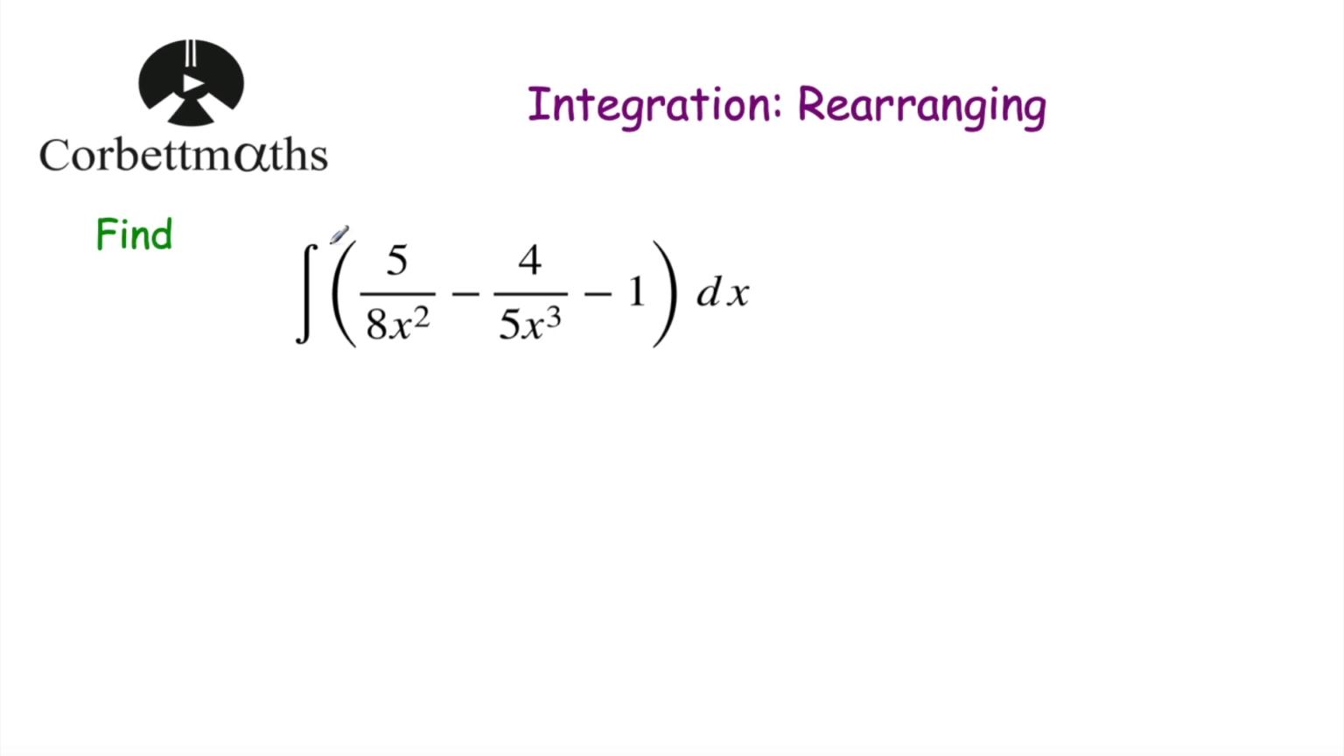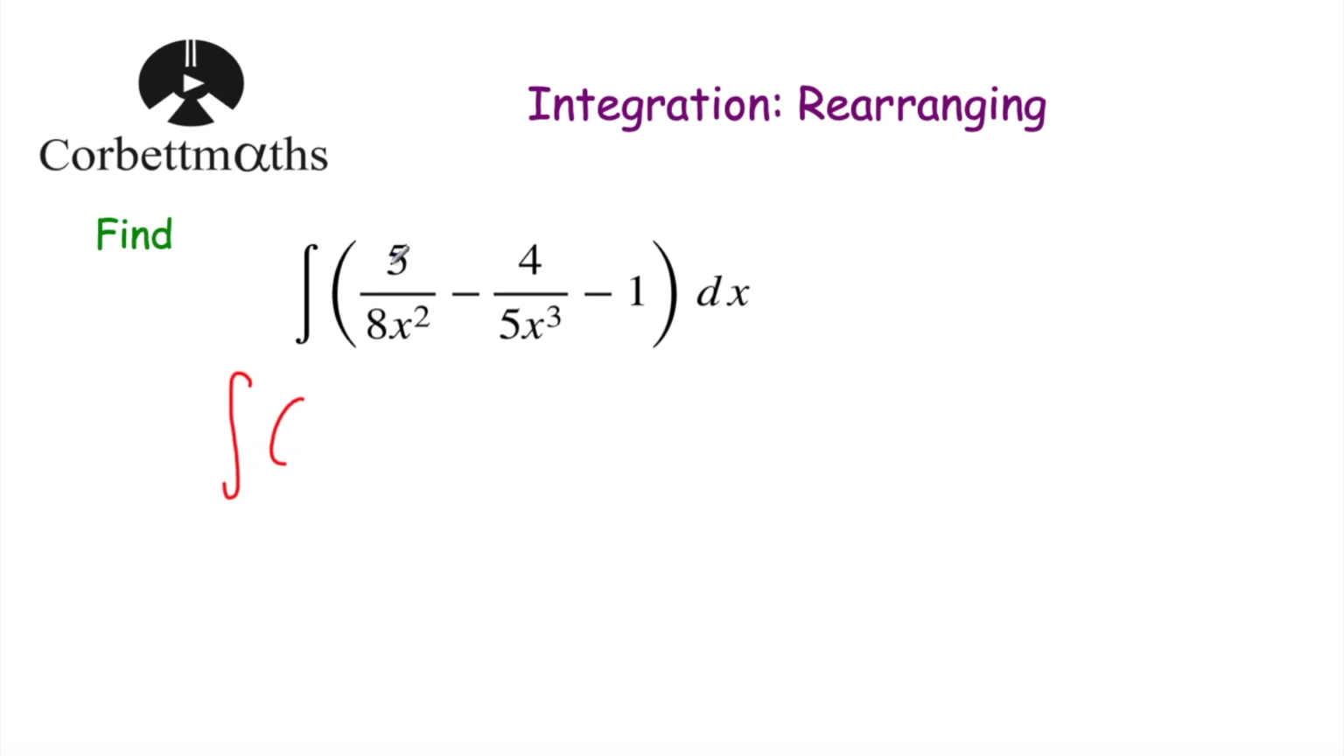So our last question, we've been asked to integrate 5 over 8x squared minus 4 over 5x cubed minus 1 with respect to x. Okay, so let's deal with each term separately, but before we do that, we need to rearrange it because we've got x's on the denominators. So let's do that. So let's put our integration symbol, and let's rearrange it.